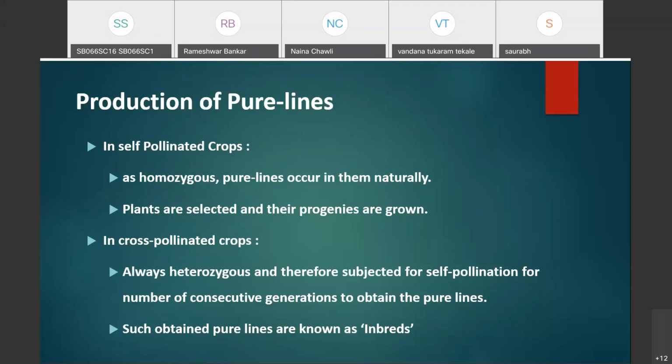Okay, that means whenever the cross pollinated crops are subjected to self pollination for a number of consecutive generations, then in the first few generations there will be a rapid decline in vigor and productiveness. And there will be the formation of certain defective and abnormal individuals, for example, albino plants, then another one, dwarf plants.